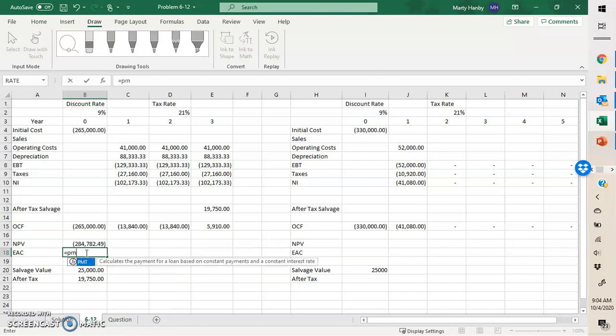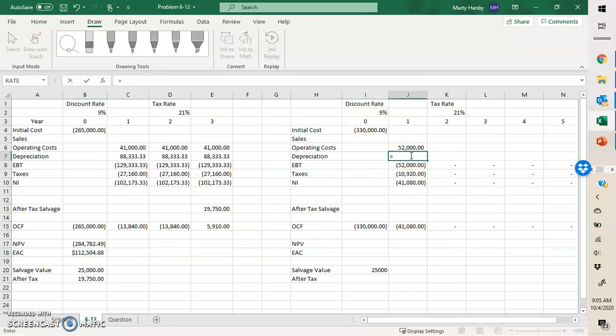Now the EAC, all we're doing is calculating a payment. So equals PMT. This is Excel's payment function. The rate is the 9%, the number of periods is 3, and the present value is the NPV, and we close that. It's going to come out as a positive number. So the EAC here is $112,504.68. Now let's go over to Techron 2.